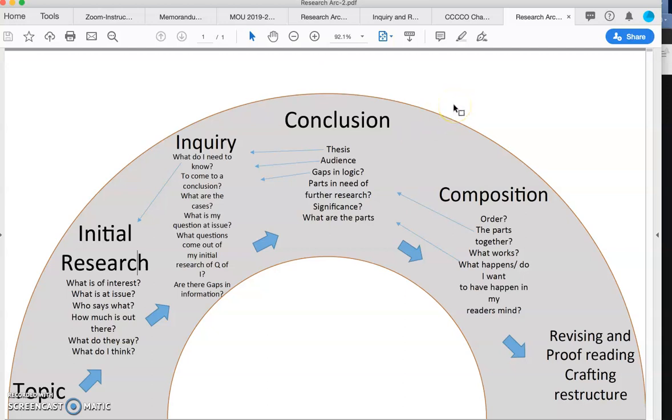The questions will keep coming to you until you get to a place where you feel like you understand your answer to that question. And that process, that's called inquiry. That's where you generate the material that will go into your essay. Okay, so let's go back to this.